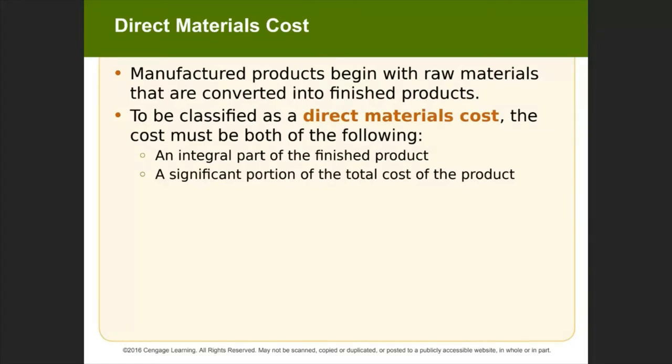A manufactured product begins with raw materials that are converted into finished products. To be classified as a direct materials cost, the cost must be both an integral part of the finished product and a significant portion of the total cost of the product. So, for example, making a pencil, the lead would be an integral part of the finished product because you have to have the lead to use the pencil. The wood is probably a significant portion of the pencil, so it would also be a direct materials cost.